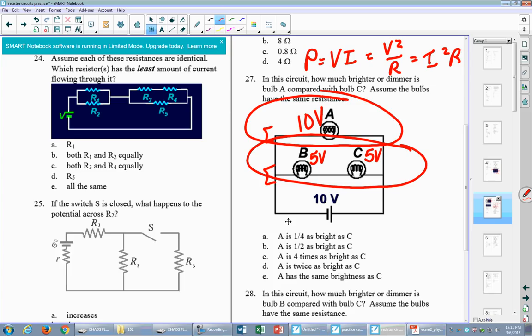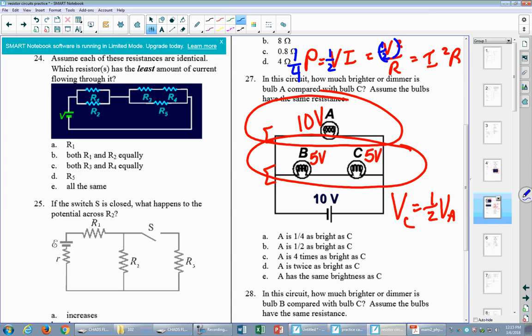Bulb C has half the voltage of bulb A. And if I have half the voltage, looking with a constant resistance, that's where you have to be careful. I put in a factor of a half right there, and that gives me a factor of 1/4 over there.